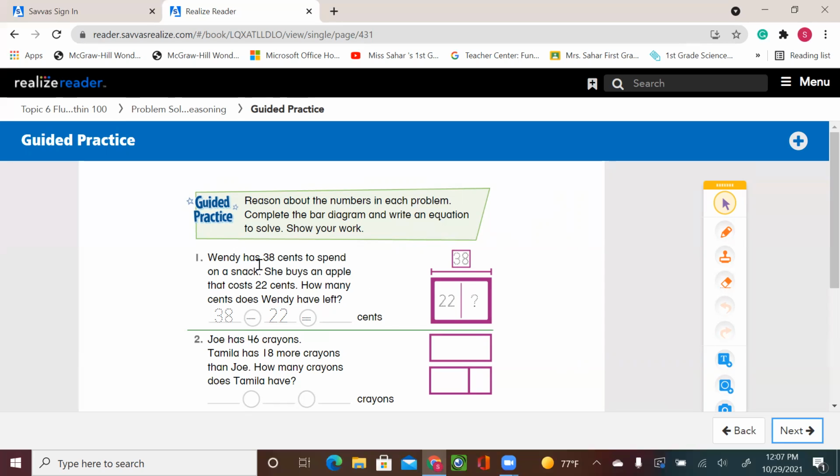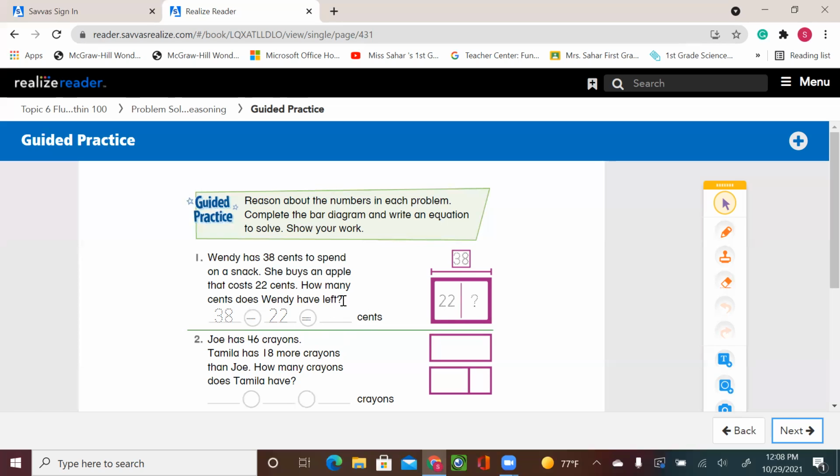So let's see. Wendy had 38 cents to spend on a snack. She buys an apple that costs 22 cents. How many cents does Wendy have left? So I know that total she had 38. That's what she has to spend. She spent only 22. Now she needs to find how many are left. So we have one part, we have the whole, and we have a missing part.